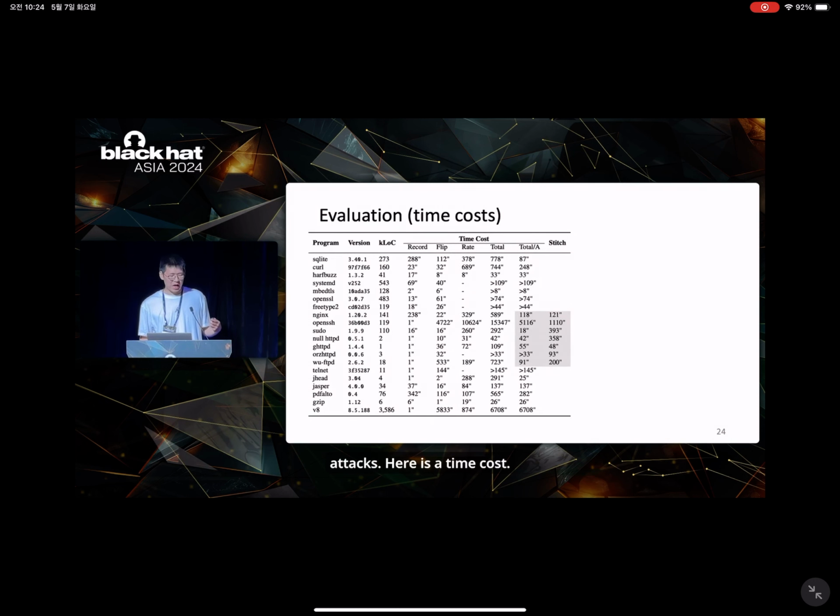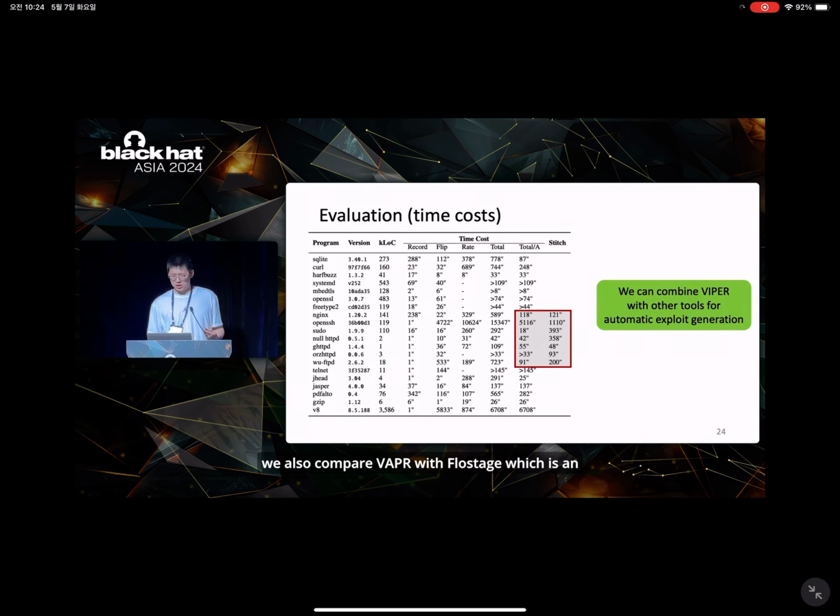Here is the time cost. So in most programs, Viper can finish analysis within 5 minutes. And we also compare Viper with FlowStitch, which is an exploit generation tool for data-only attacks. And we can see the time cost is at the same level, so we can combine Viper with other tools for automatic exploit generation.